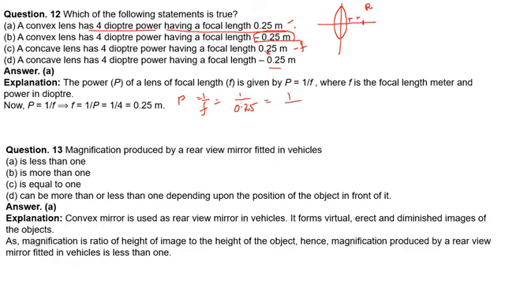I have to remove this point by 20, that is it will become 100 upon 25, so it will come 4 diopter. So this is the right answer. The first one is the right answer for this question.